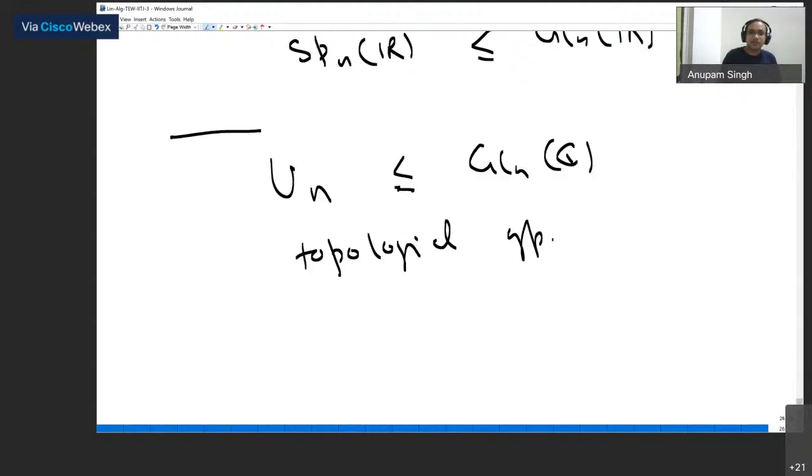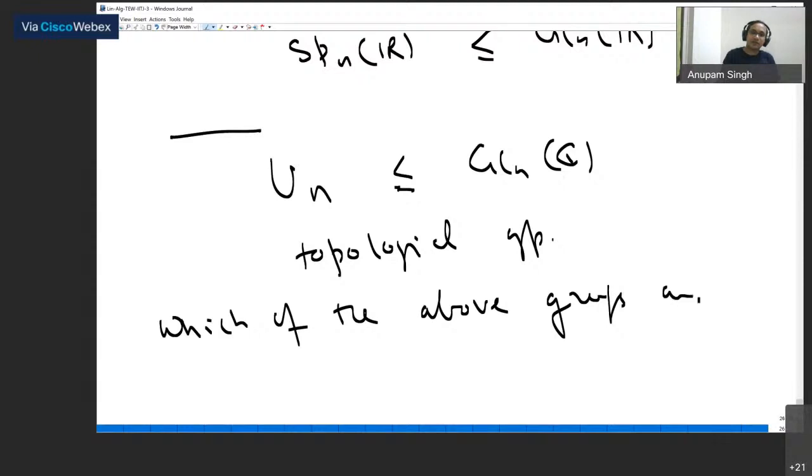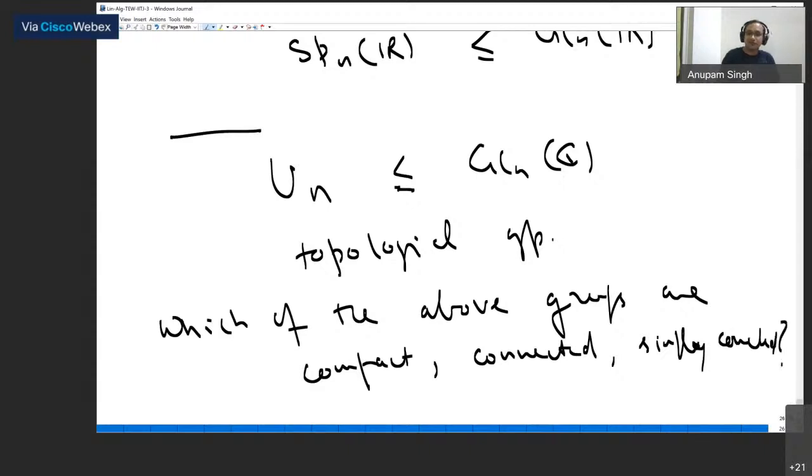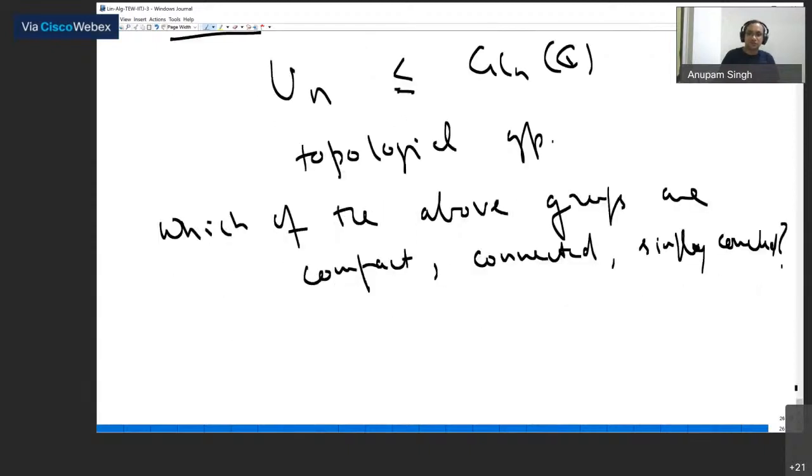One can study these groups using this kind of extra structure. These groups are more structured, basically. They also have a topology coming from the metric, and sometimes that is useful in proving theorems about these groups. As an exercise, one can try to find which of the above groups are compact, or connected, or simply connected. If you're interested, you can think about these kinds of questions for these groups.